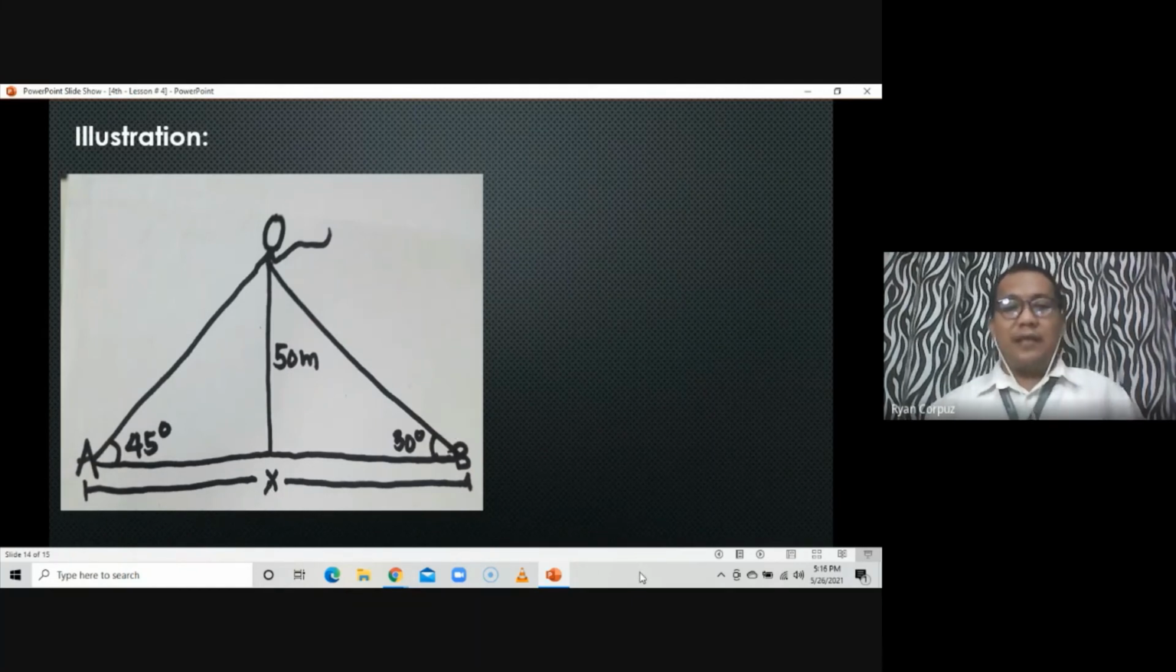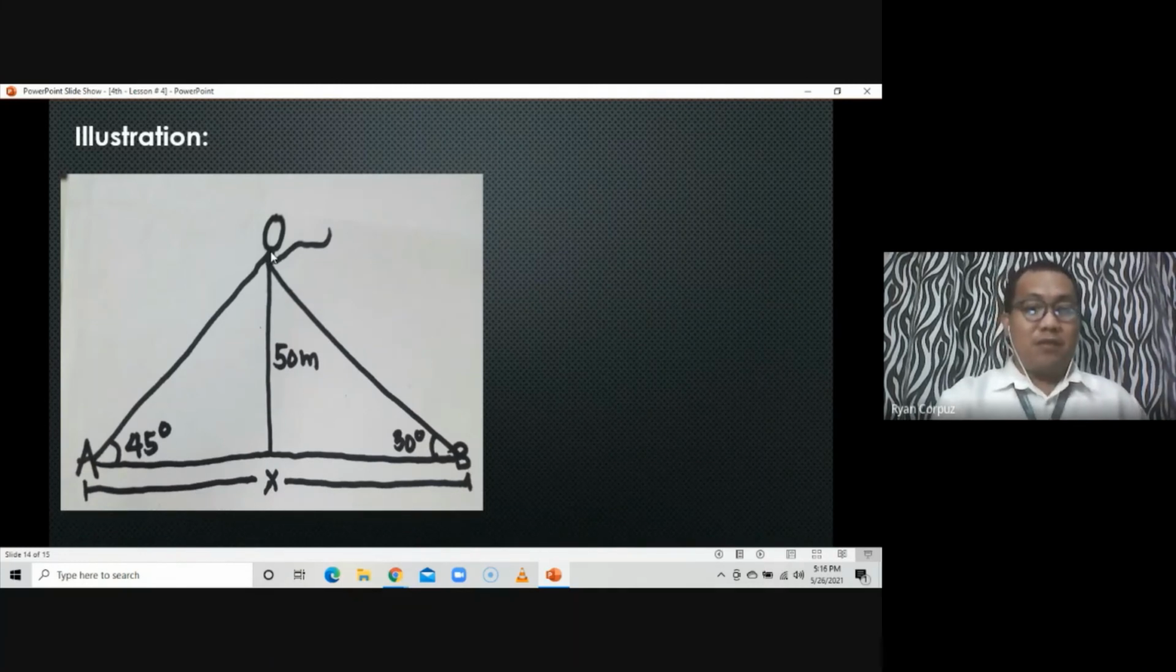Analyzing the illustration, if you look at the angles given, those are what we call special angles: 30 degrees and 45 degrees.